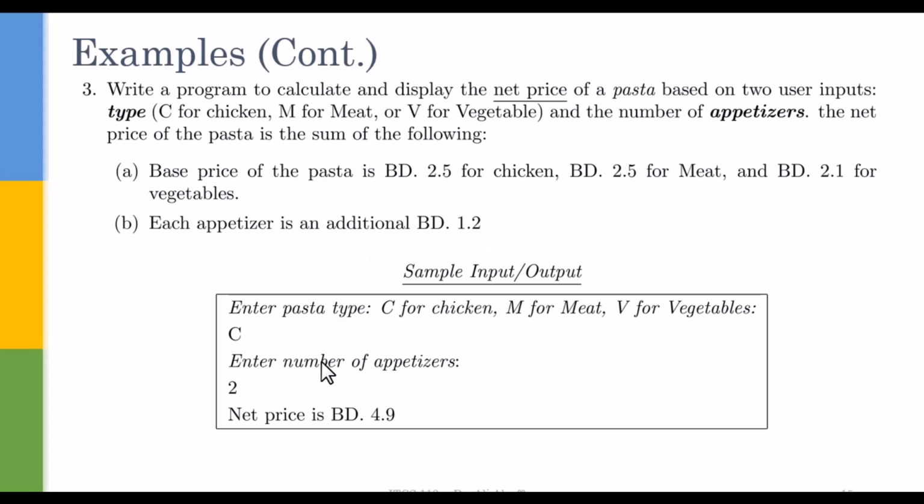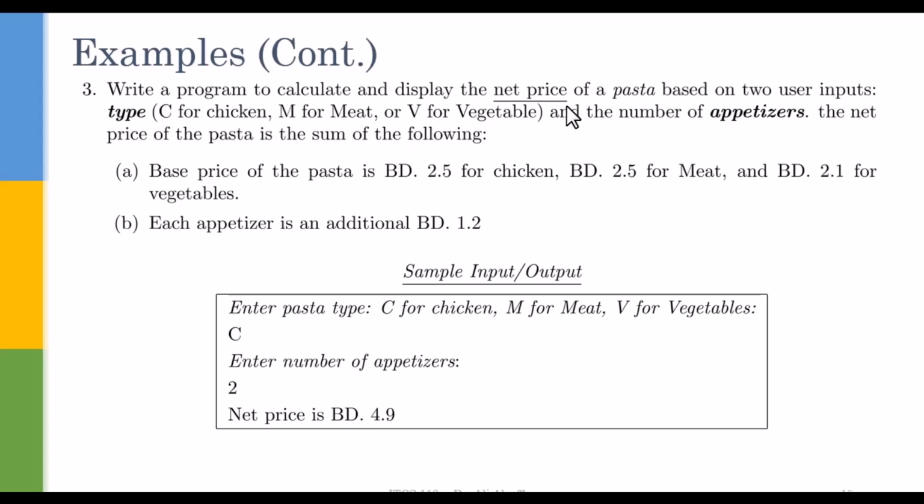If we look at the sample input output to see what is the input, here it is asking to enter pasta type, C for chicken, M for meat, V for vegetables. The user has typed C, so that means it is chicken. Chicken is 2.5 BD. Also, the program is asking how many appetizers. The user asked for 2, so we have to multiply 2 by 1.2. After we add the summation of these two costs, the answer will be 4.9.